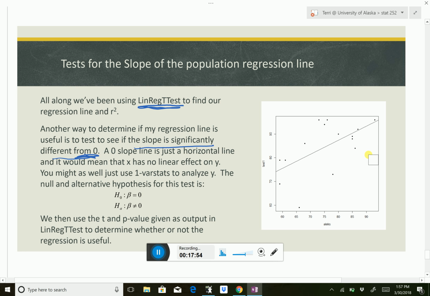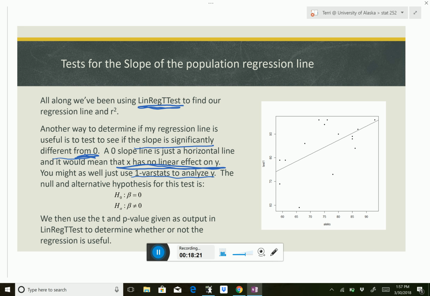So we want to make sure that our slope is significantly different from 0, because if the slope isn't significantly different from 0, then x and y really have no linear connection, no linear correlation, and you might as well, like I said, use one var stats and just analyze y. Who cares? Don't really need the x's anymore. So why do you need more data?